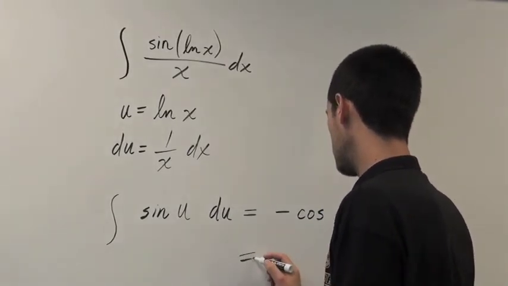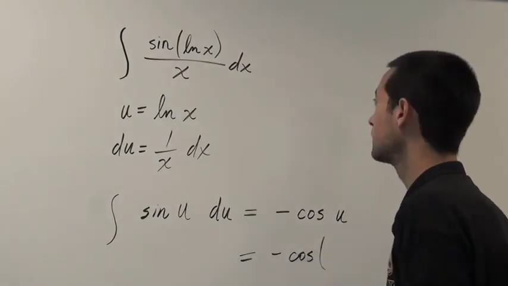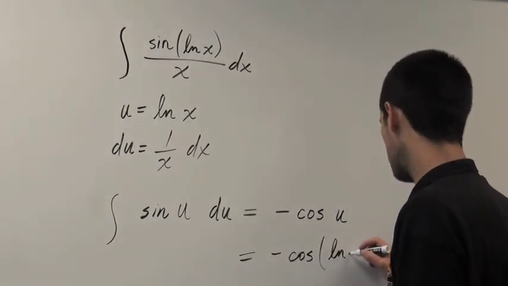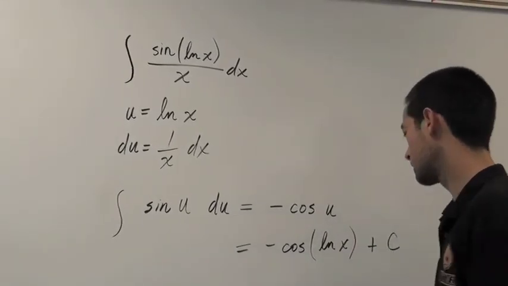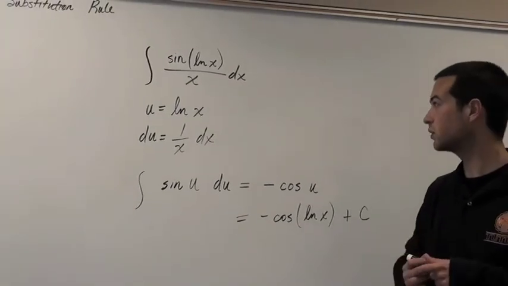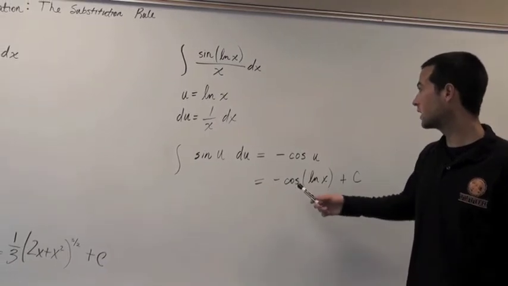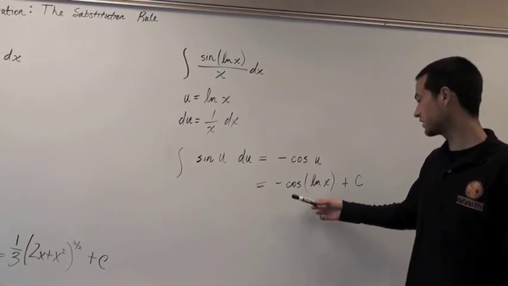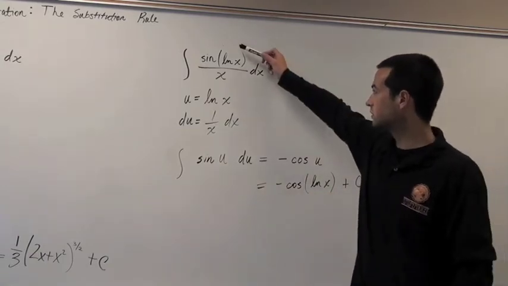And substituting in what u is, we get negative cosine of the natural log of x, and plus a constant, because we have an indefinite integral. Anytime you're integrating indefinitely, you always add that constant at the end. So say you're on a test or you want to check your answer, just take the derivative of this, and it should be what you have in here.